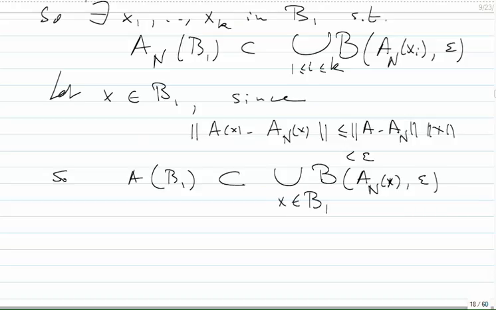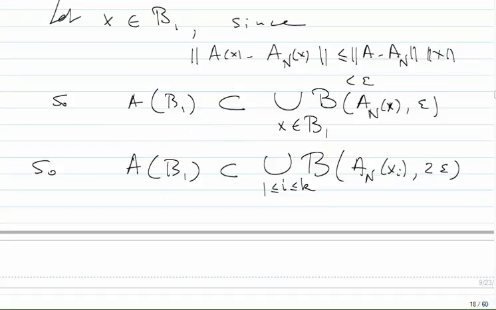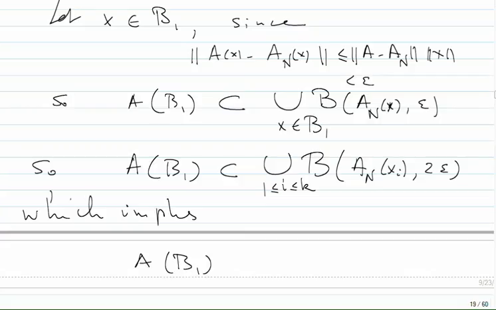So now we use the properties that we have seen before in one of the previous lectures. It's a very simple exercise by triangle inequality. So A of B1 is going to be in the union of the balls centered at A_n of xi with radius epsilon, i between 1 and k. Okay? And again, using the fact that A_n of xi is close to A of xi up to epsilon, which implies that A of B1 is included in the union of the balls centered at A of xi with radius 3 epsilon, i between 1 and k.